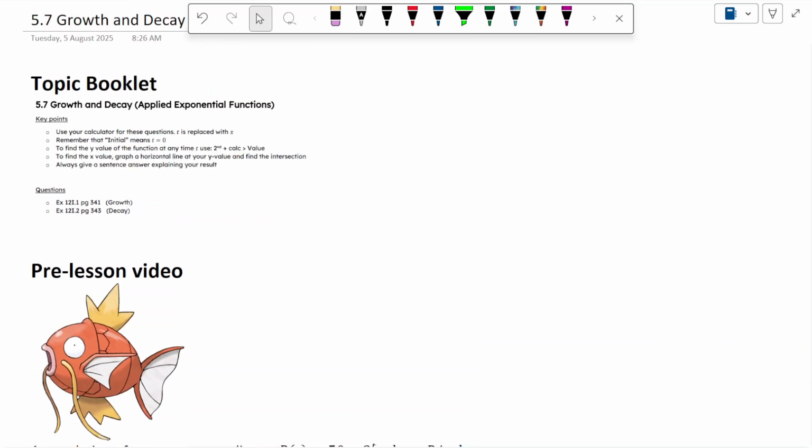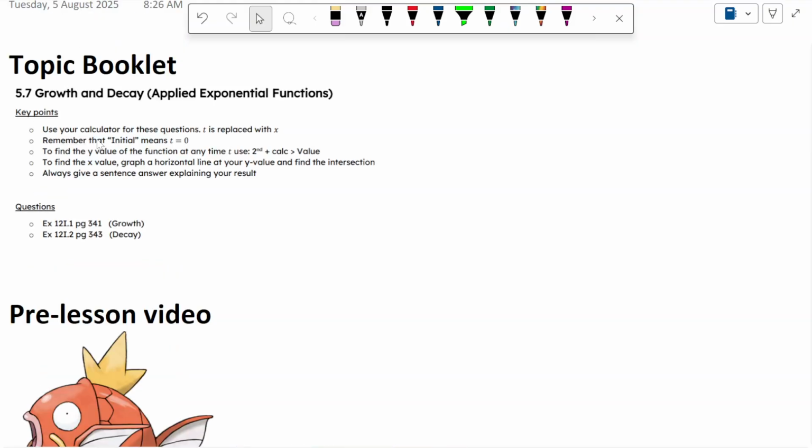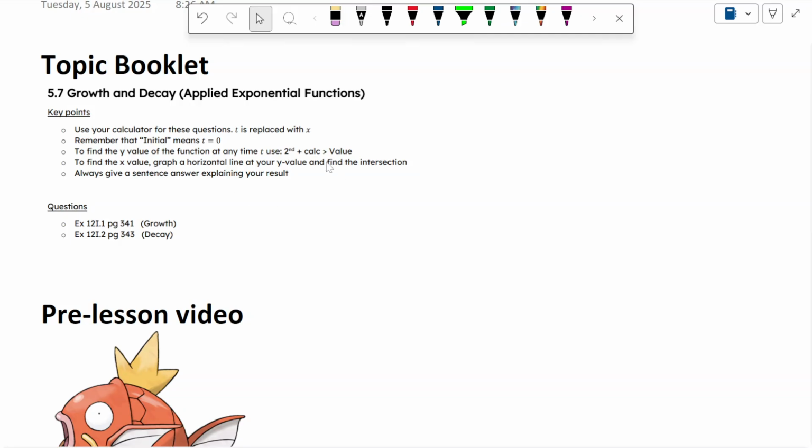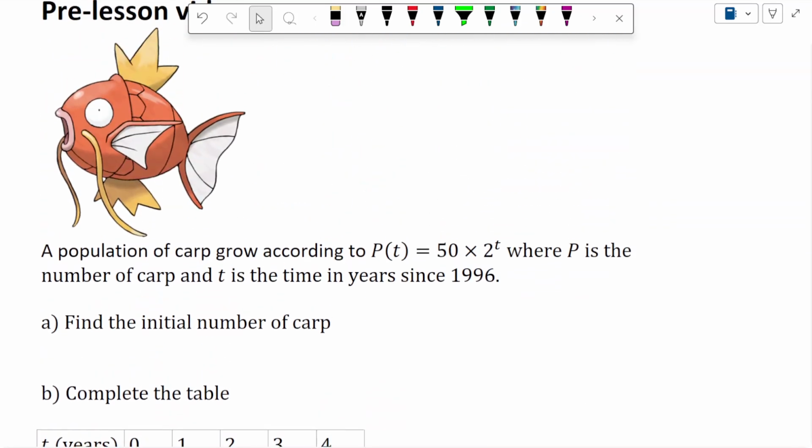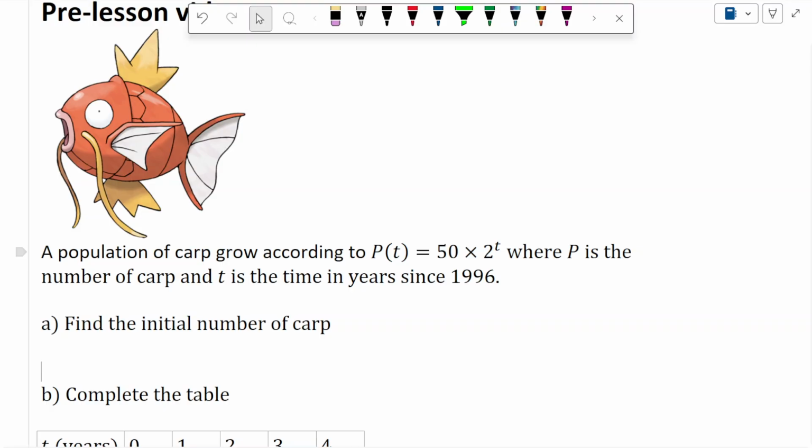We're doing applied exponential functions in this video. So this is the growth and decay topic. There's a few little tips there, and we'll see how we go. So we've got this carp population here, and there's the population equation, 50 times 2 to the power of t.